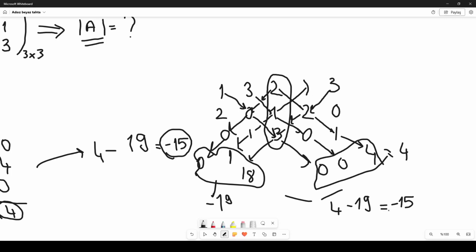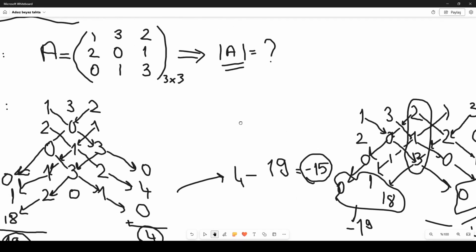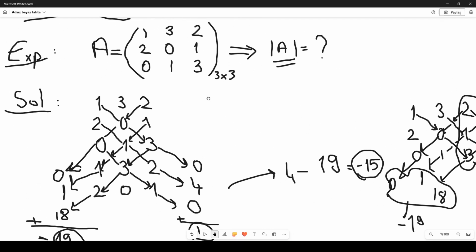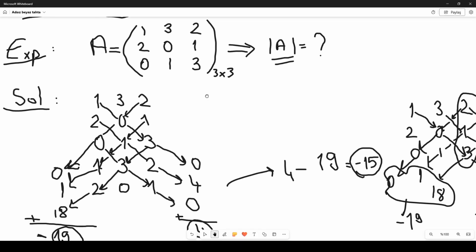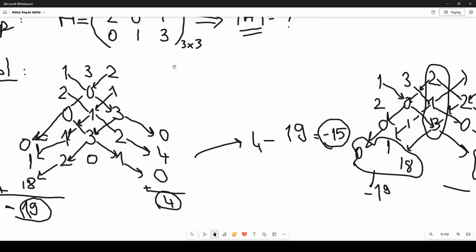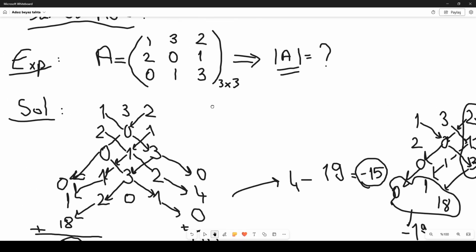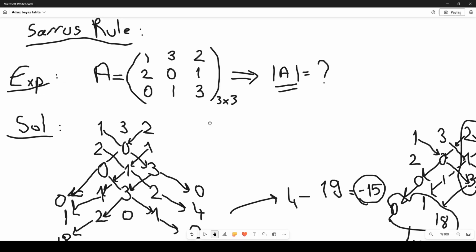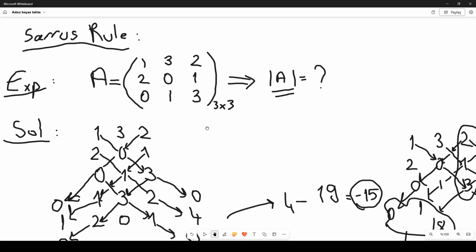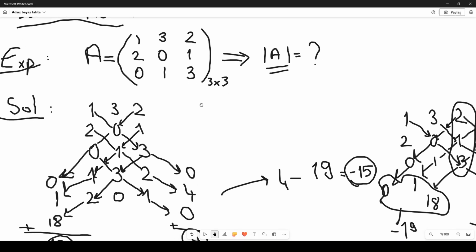As you notice, we found the same value. So in the Sarrus rule, we can expand our matrix either by using the top two rows, expanding to the bottom of the last row, or by using the leftmost two columns and expanding them to the right. And the result would be the same. It is a very simple implementation in order to find the determinant of a given 3 by 3 matrix.